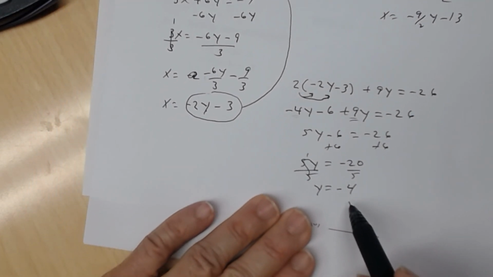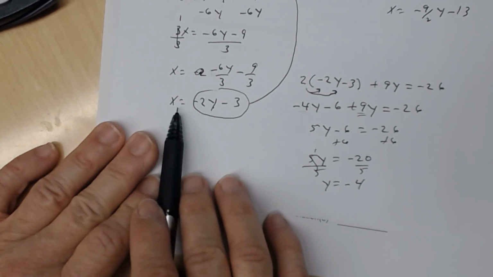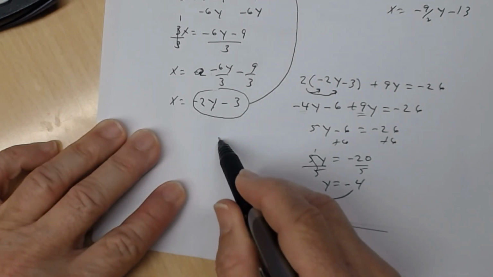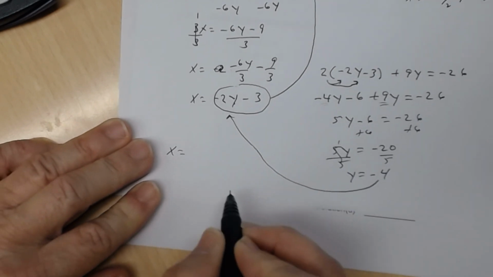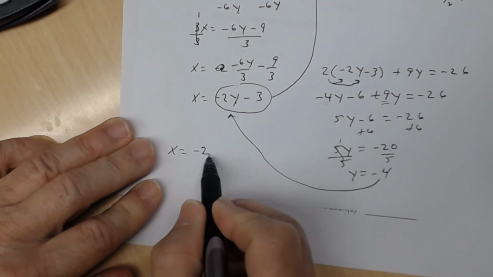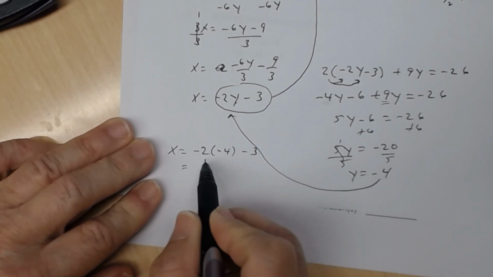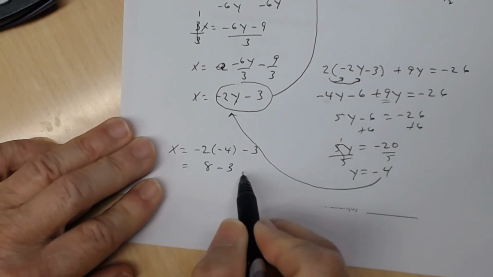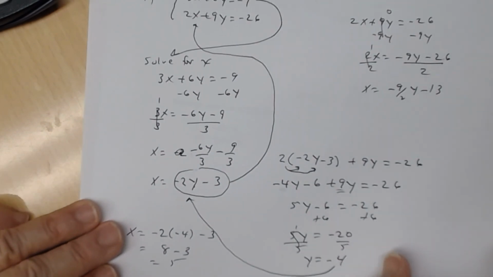Now once you find your y value, you've got to find your x value. So all you do is go back to that equation right here where you had the x by itself, and you substitute y equals negative 4 into y. So then this becomes x equals negative 2 times y. Y is negative 4, minus 3. Negative 2 times a negative 4 is a positive 8, minus 3, which is 5. Okay? Alright, so that's substitution.